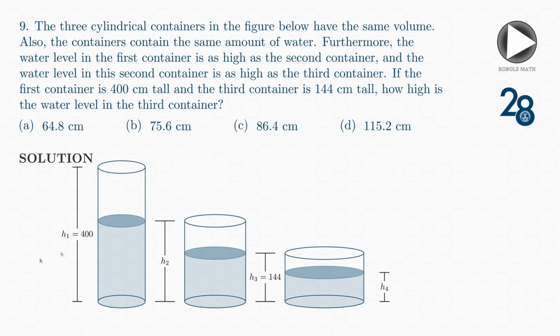We will also call the radius of the cylinders r sub 1, r sub 2, and r sub 3, but I did not write them here to avoid clutter in the diagram. Okay?